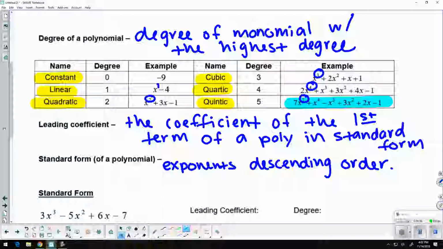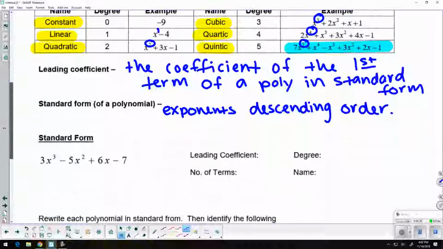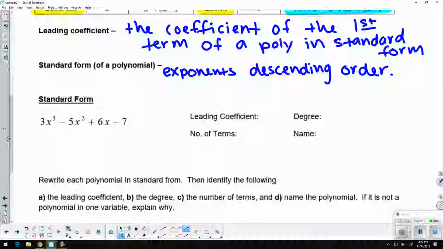Okay, so I'll give you guys more examples. We'll get used to also writing these in standard form ourselves. But here is also a polynomial that's in standard form. Okay, so let's practice putting this all together here.